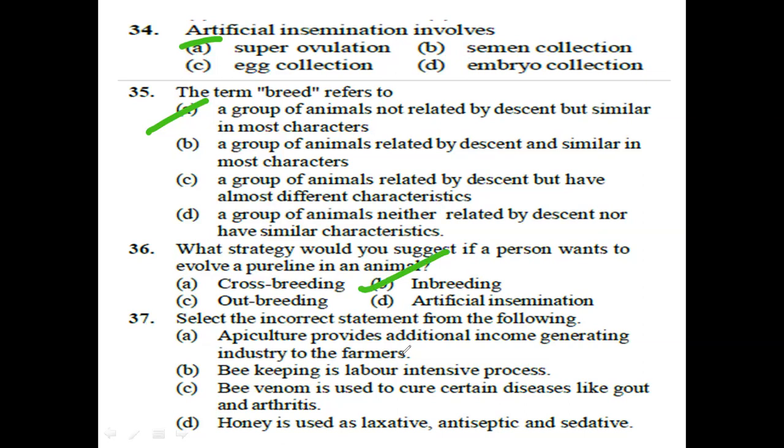Correct statement from the following: apiculture provides additional income generating industry to the farmers. It's true. Beekeeping is a labor intensive process. Wrong. Bee venom is used to cure certain diseases like gout and arthritis. Yes. Honey is used as a laxative, antiseptic and sedative. Yes. Okay. So is it right? So the answer for this question is B.